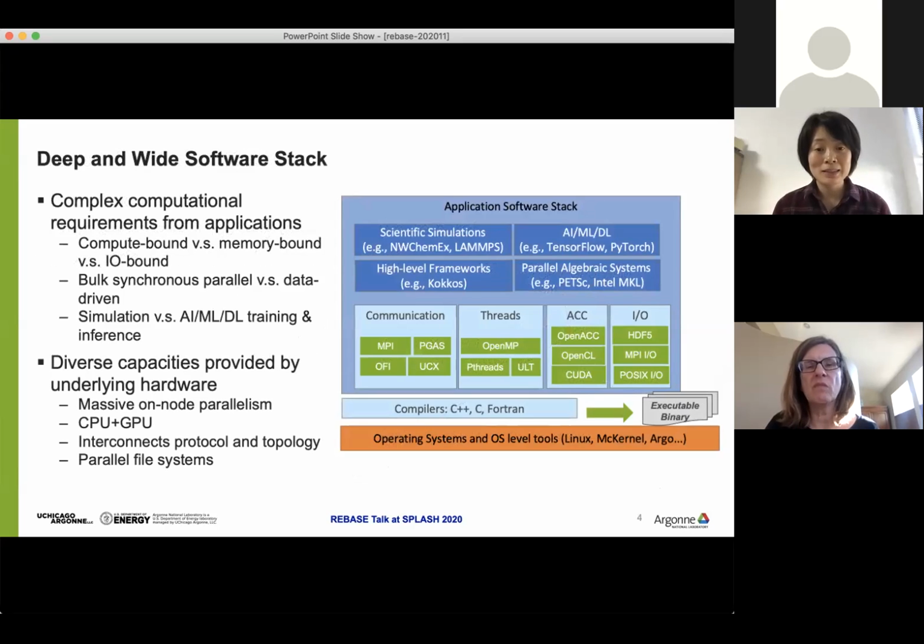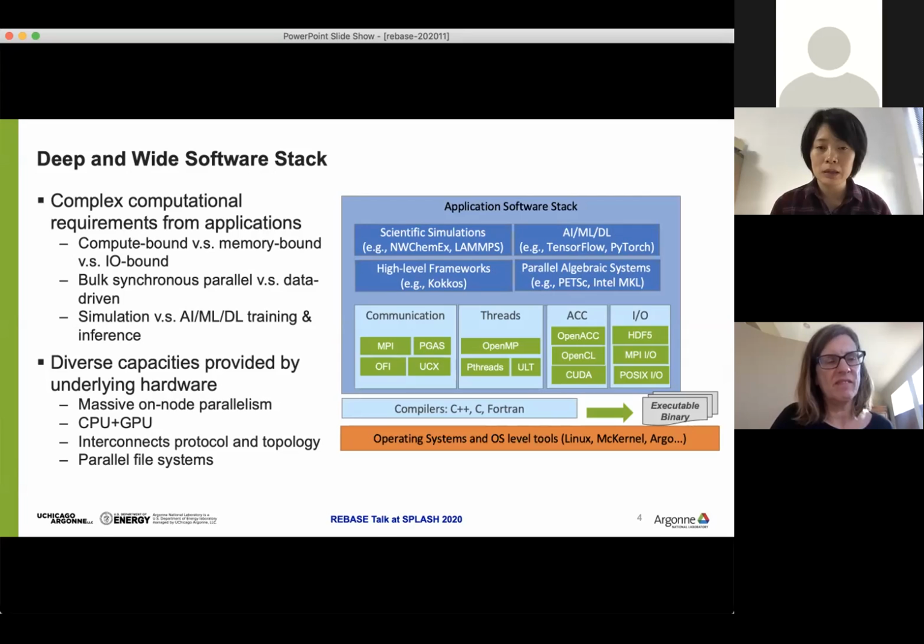As I can see, the software stack on HPC is one of the deepest and widest systems in the computer science community. In this picture, I just show a subset of it. It doesn't mean that's all. We just show some typical internal components of the software stack.